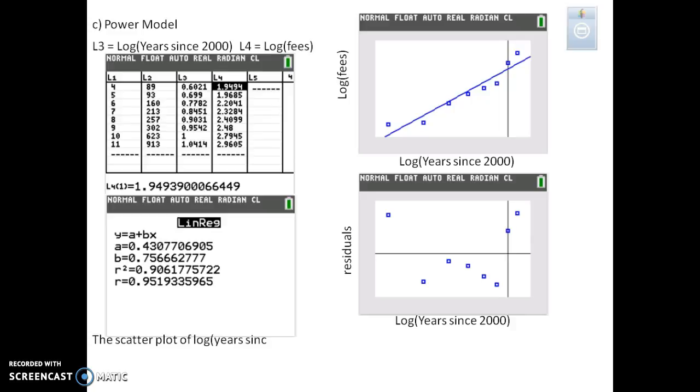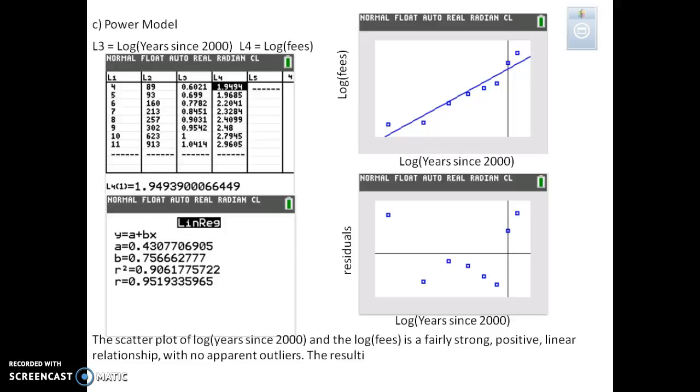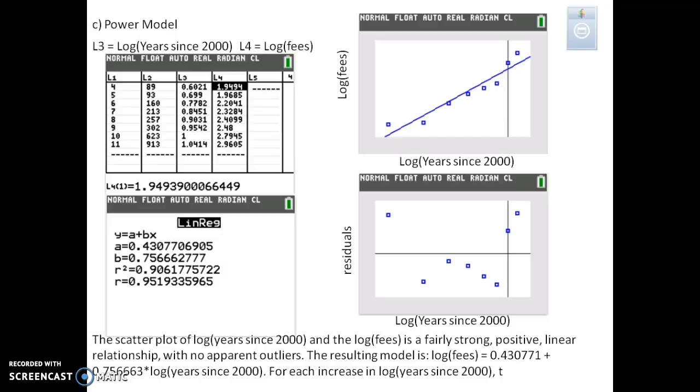The scatter plot of log of years since 2000 and the log of fees is a fairly strong positive linear relationship with no apparent outliers. The resulting model gives us log of fees is equal to the y-intercept plus the slope times log of years. For each increase in log of years since 2000, the predicted log of fees increases by the slope. And the residual plot has more pattern than the last model, so I'm thinking that this may not be quite as good a fit for the data.